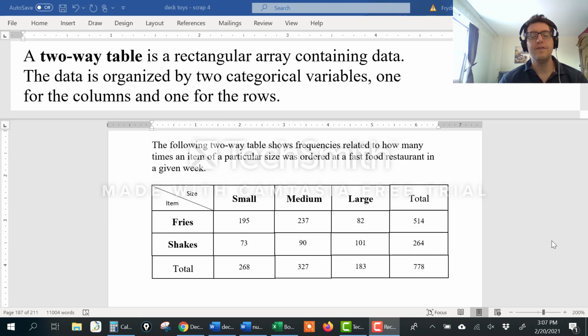Hi everybody, in this video we're going to talk about two-way tables. A two-way table is a rectangular array containing data. So here you see a rectangular array. The data is organized by two categorical variables, one for the columns and one for the rows.